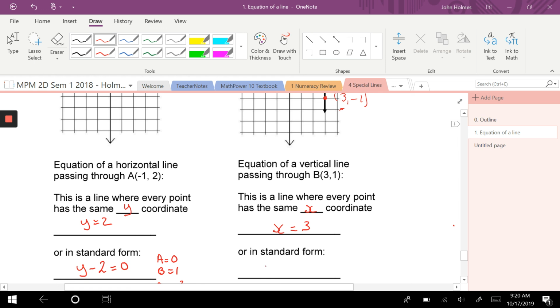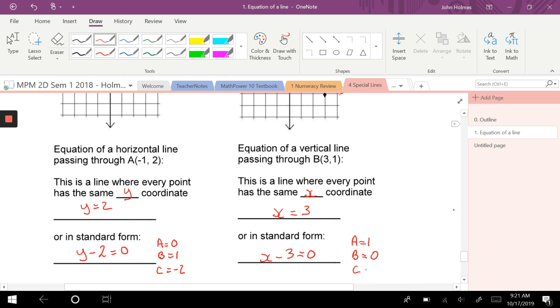So again, to put that in standard form, we subtract 3 from both sides, giving me x - 3 = 0. That's in standard form. And just to recognize what that means, in this particular case, the a value is 1, our b value is 0 because there are no y's, and then our c value is -3.